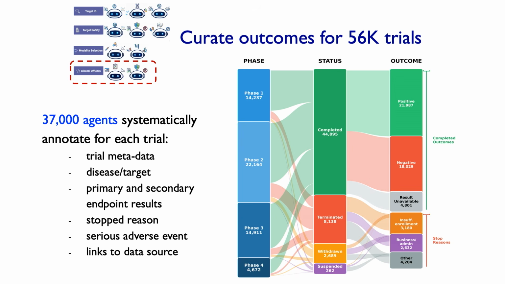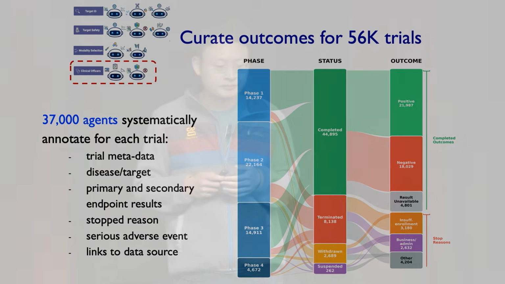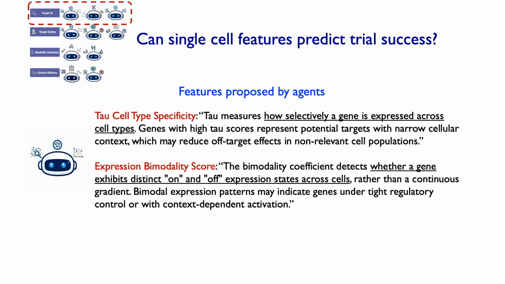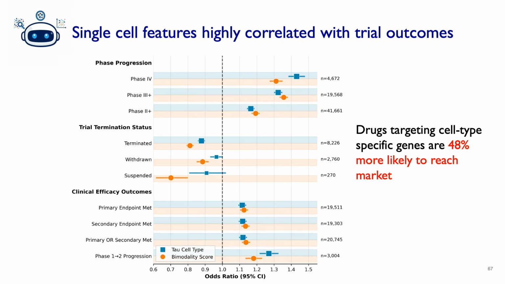And then based on that, we also asked the agent, can you help us to identify molecular features that can predict which of these clinical trials are more likely to be successful, which is kind of like the holy grail question for a lot of drug development. And here the agents decided to explore something pretty interesting, which is they look at single cell data. They created these 2 single cell features to look at how the drug target is expressed across different cells. And they showed that drug targets that have very cell type specific expression patterns are much more likely, about 48% more likely, to be successful drugs to reach the market.